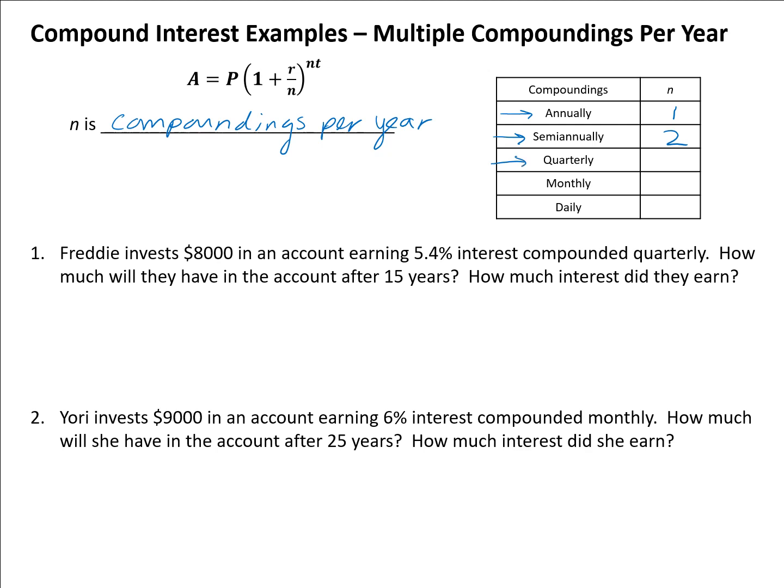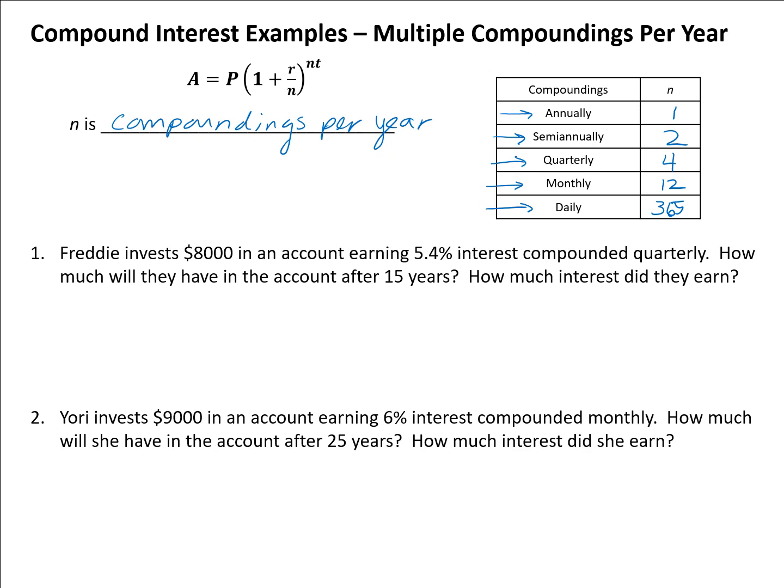Quarterly would be 4 times a year, so N would be 4. Monthly is every month, there's 12 months during the year, so that would be 12. Daily, 365 for N. So we just need to pay attention to what type of compounding we have. Usually the word of what type will be right next to the word compounding. So let's look at a couple of examples of this and use the formula to find how much money we're going to have.